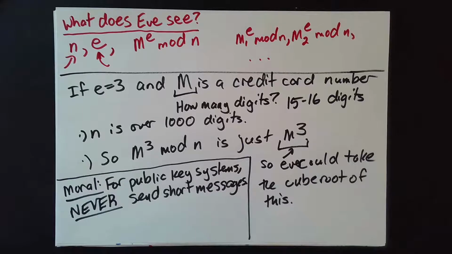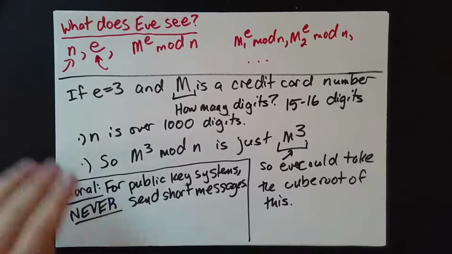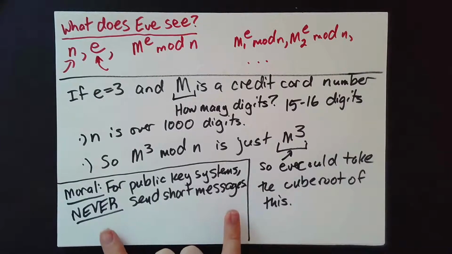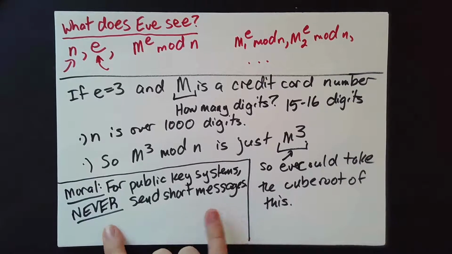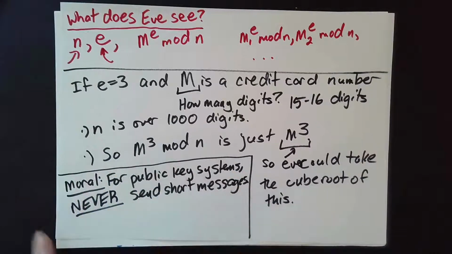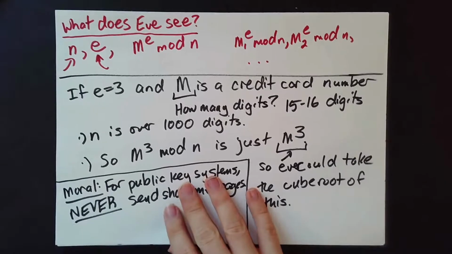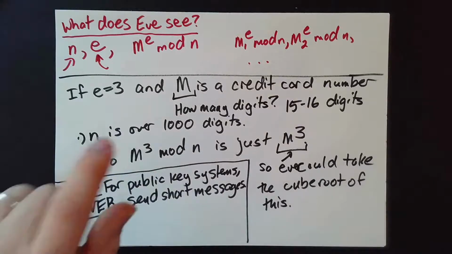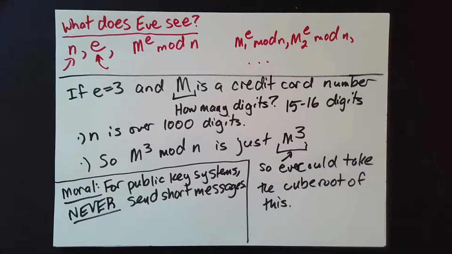So, how do you fix that? How do you make sure that Eve is never able to guess Bob's message? And how do you make sure that if you want to send a short message, how do you send a short message without sending a short message in this sense? So any suggestions in the chat as to what you might do to sort of shore up this security vulnerability?